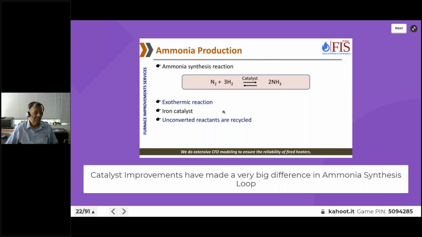The catalyst which is used is iron catalyst. It's an exothermic reaction, so we do have some heat generation. Waste heat production is there.